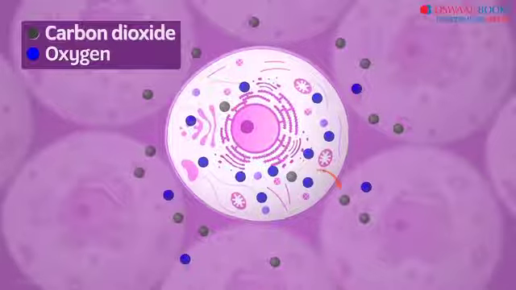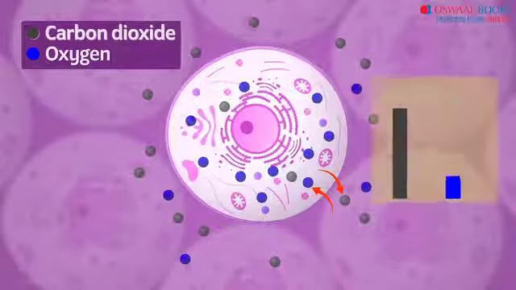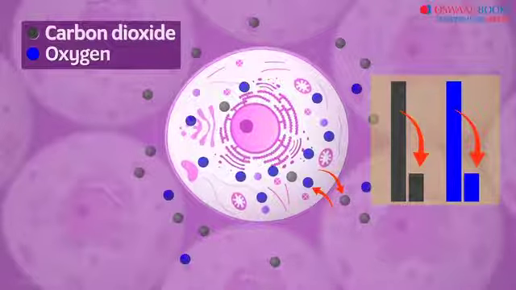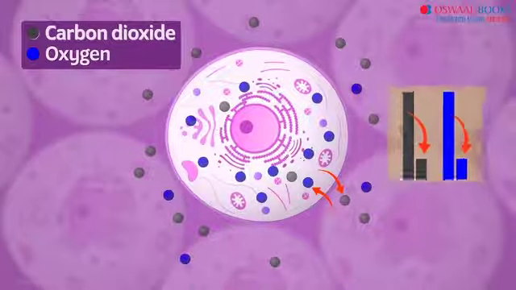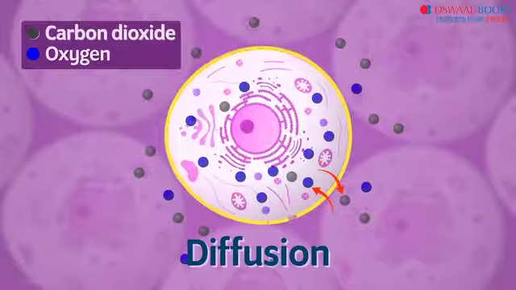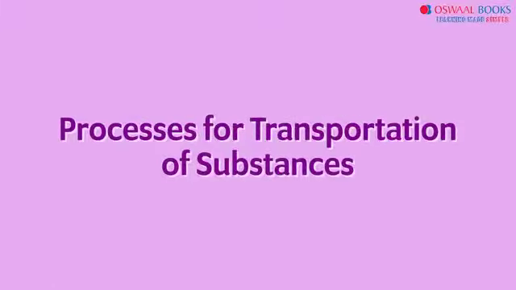That means carbon dioxide moves out and oxygen moves in. Both the gases move from their area of higher concentration to an area of lower concentration. And this diffusion process does not require energy. Diffusion is one of the processes by which transportation of several substances is carried out across the cell membrane. But it's not the only one process on which the cell relies. There are a few more methods that the cell adopts for transportation of substances. Let's have a look at these processes in the next video.